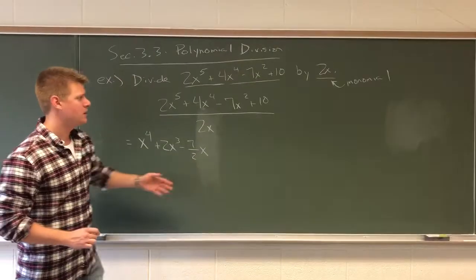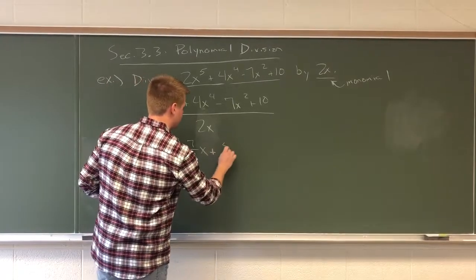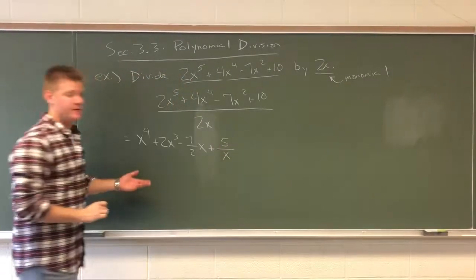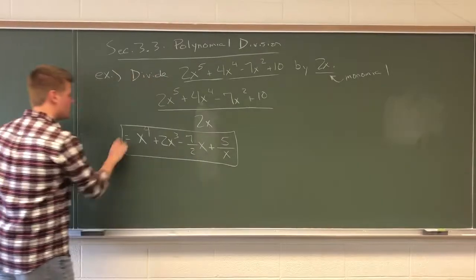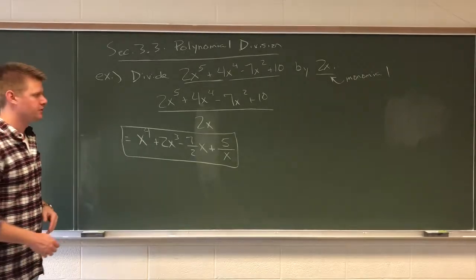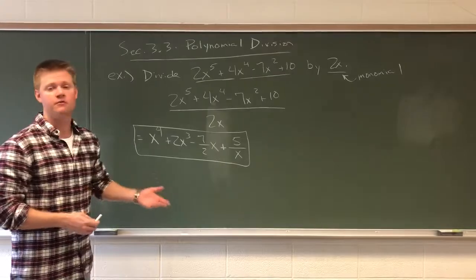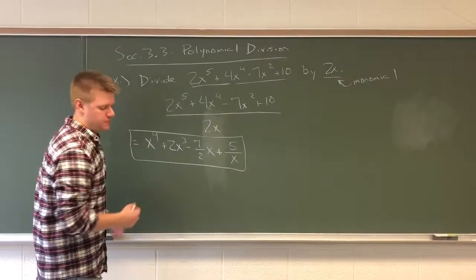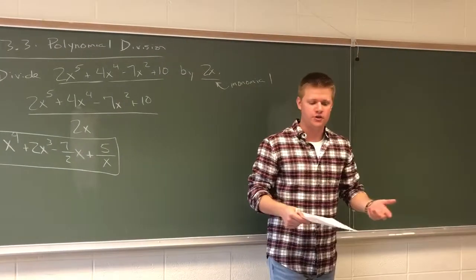Last part, 10 divided by 2x would be plus 5, and then leaving divided by x. None of these are like terms. This is our simplified quotient, the final answer to a division problem. Again, monomial division is very straightforward. All it breaks down to is simply reducing fractions. That's it. Next part. Now we're getting into how we divide by more than just a monomial.